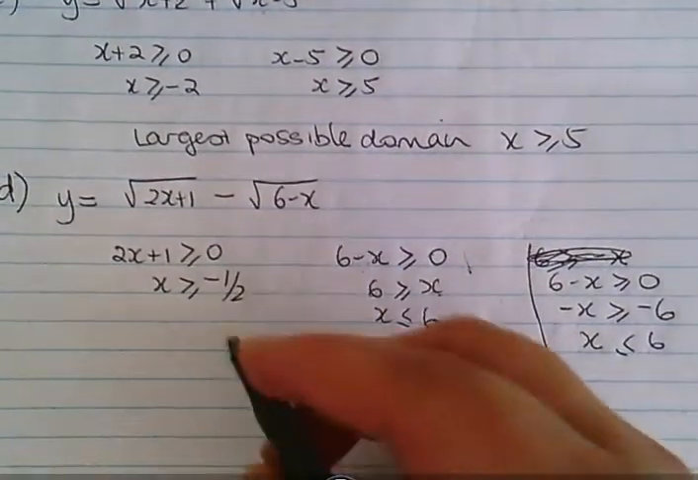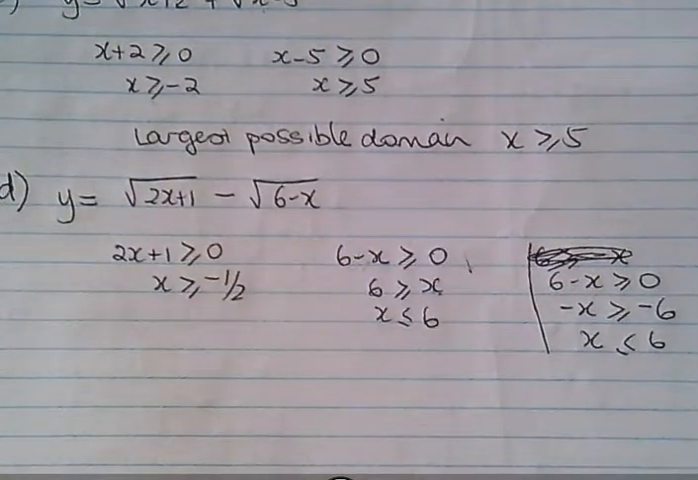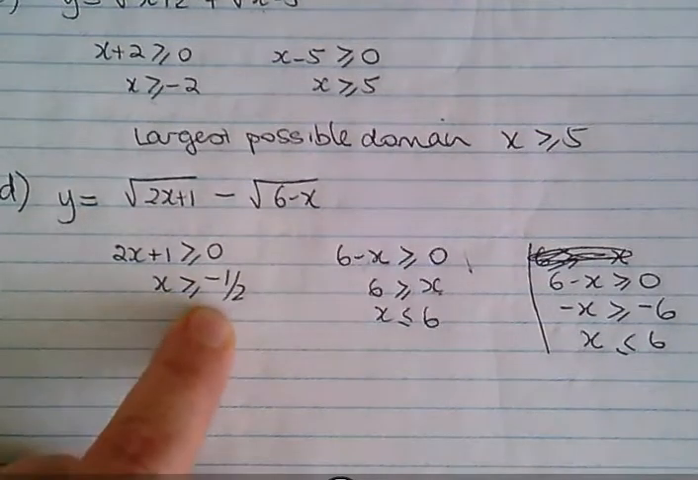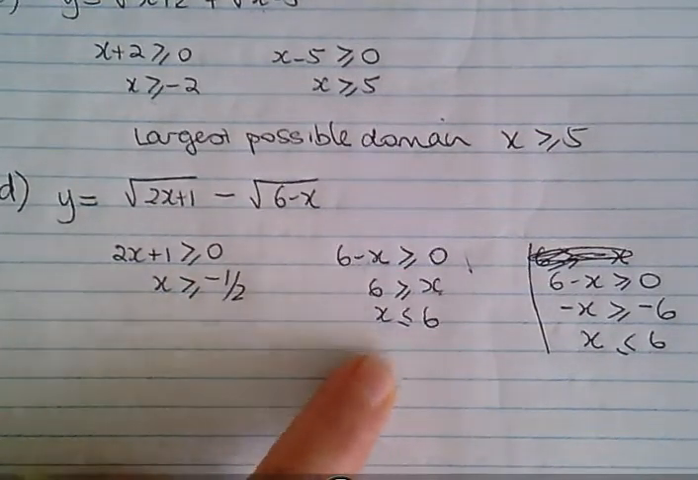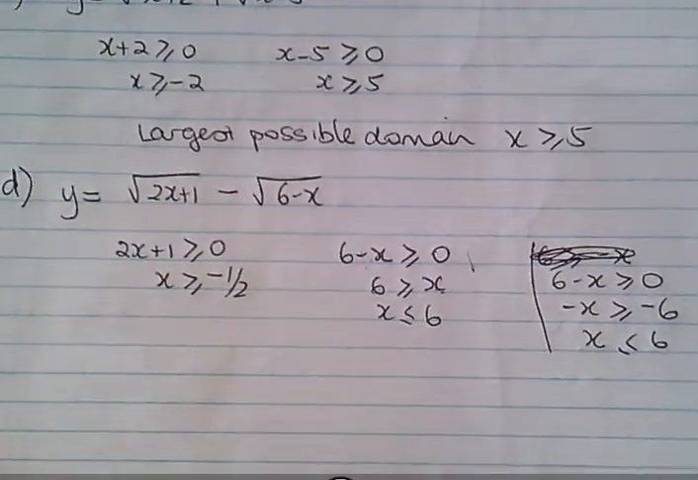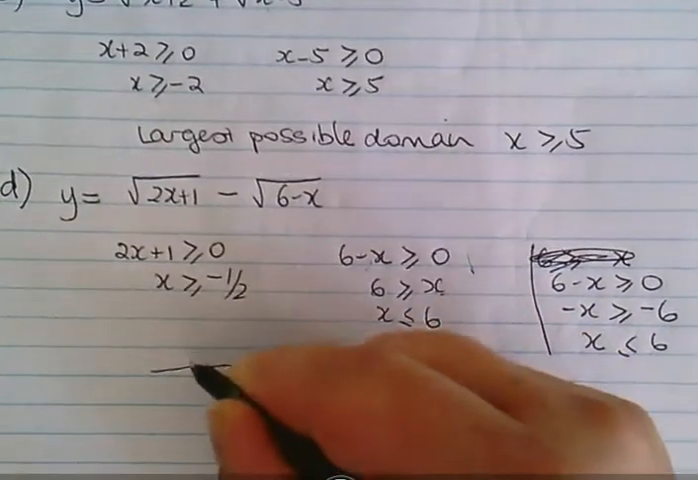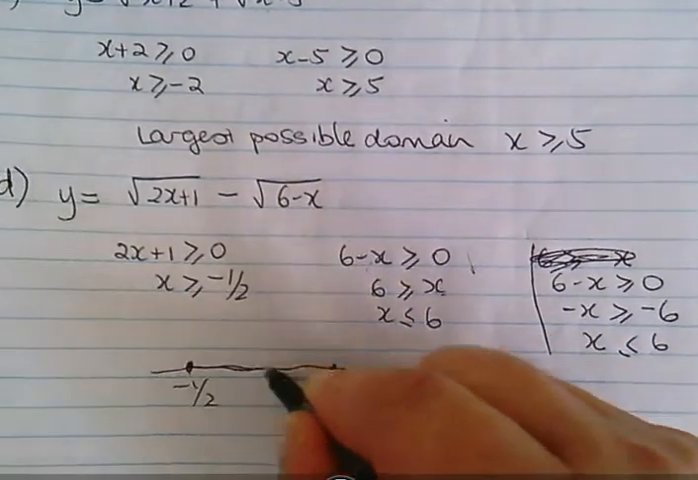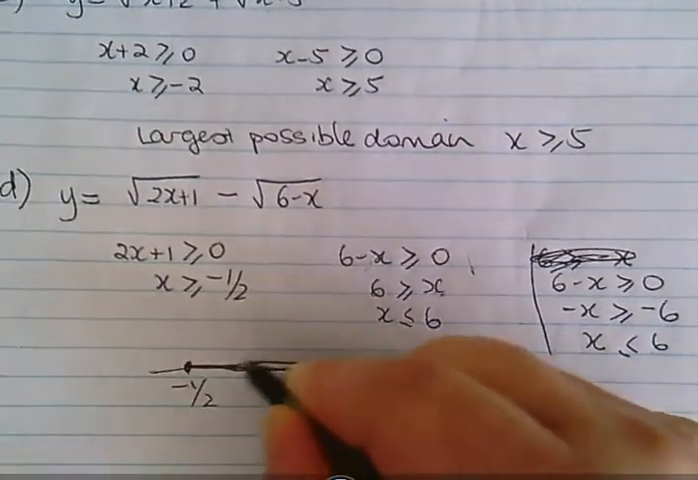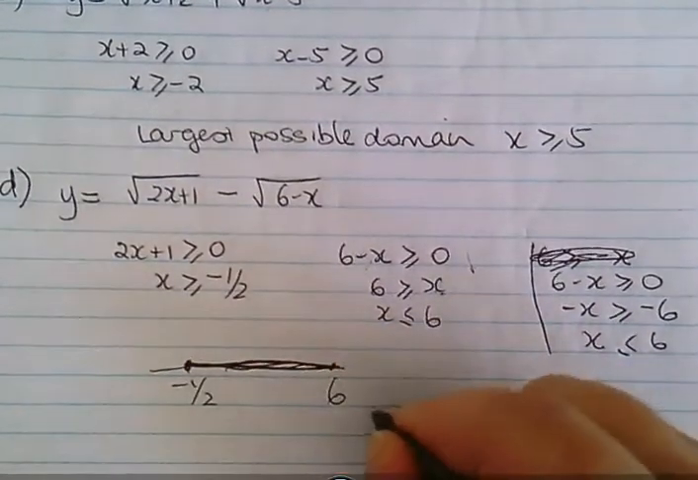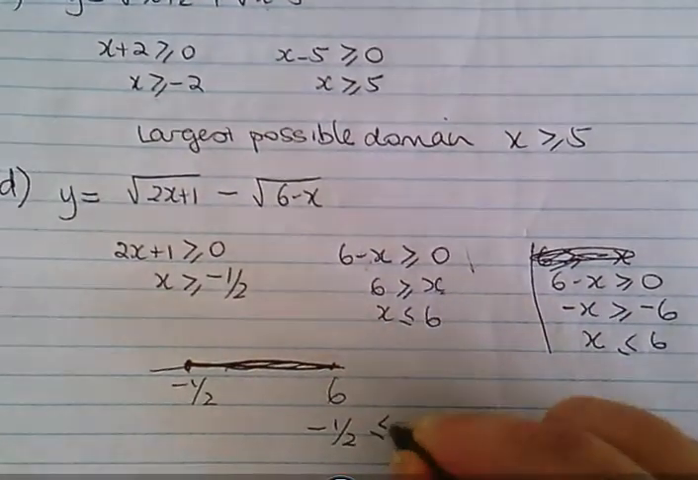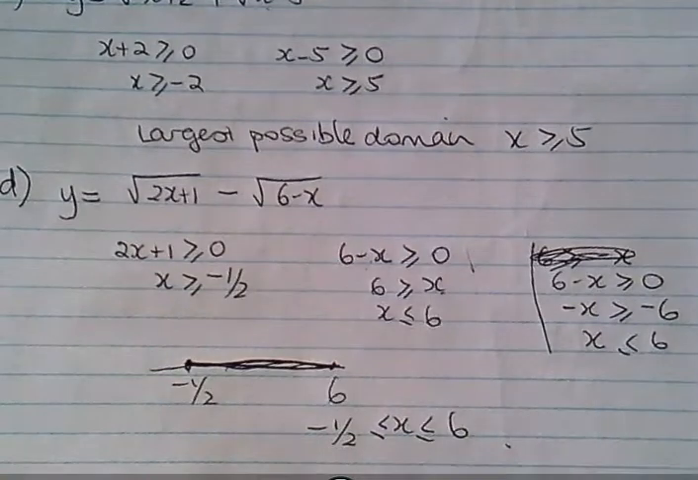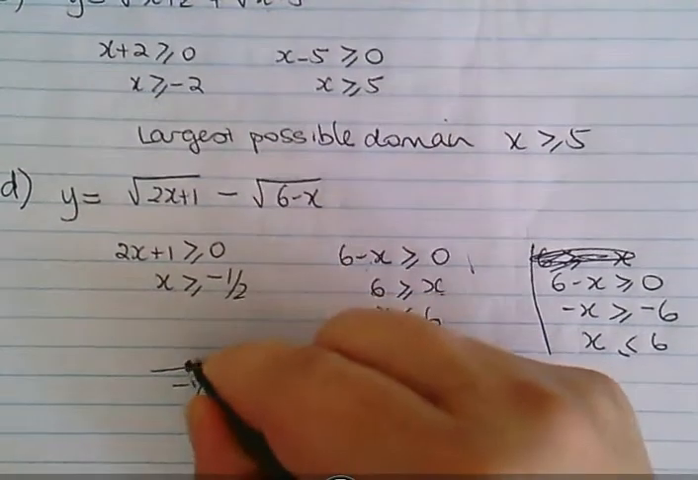So, tell me, how do I write that? It's in between. x is in between negative 1/2 and 6. x is greater than or equal to negative 1/2, but less than or equal to 6. See? So you've actually got the number line. That's what you've got. So the solution is negative 1/2 is less than or equal to x, which is less than or equal to 6. That's what we've got.